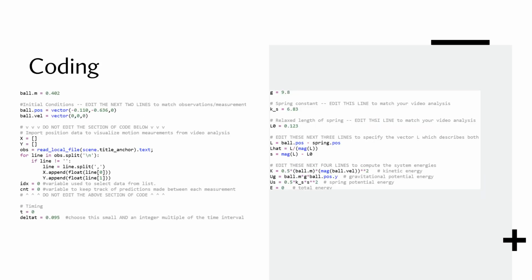Through Canvas, we found that the ball's mass was 0.402. The position vector from Tracker was negative 0.110 in the x direction, negative 0.636 in the y, and 0 in the z. The delta t was 0.095. The spring stiffness was also taken from Canvas, and so was the relaxed length of the spring. The L, L hat, and S vectors are updated accordingly as shown, and the kinetic energy, gravitational potential energy, spring potential energy, and total energy are also modeled in the code and in this graph.